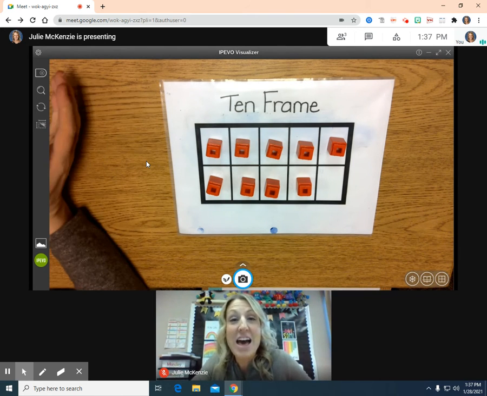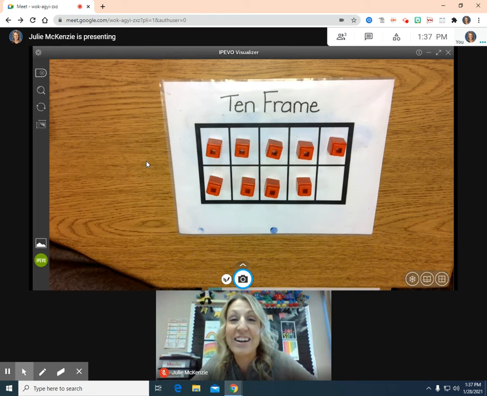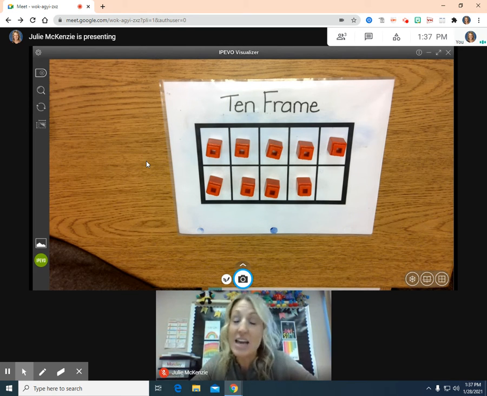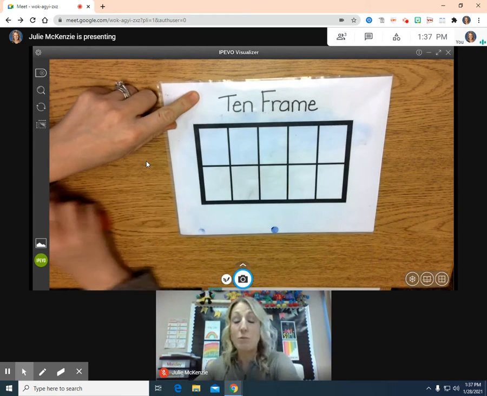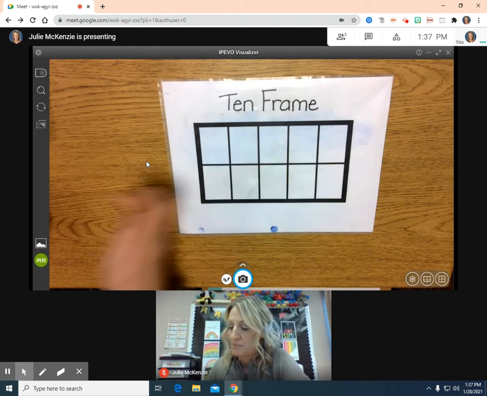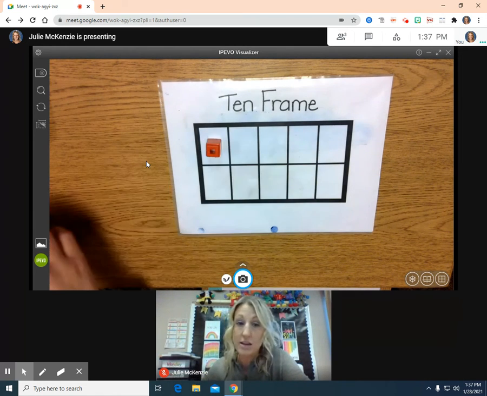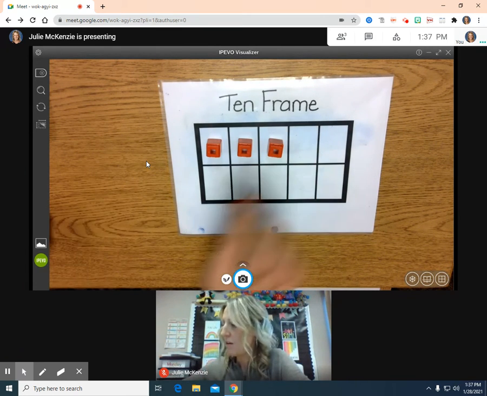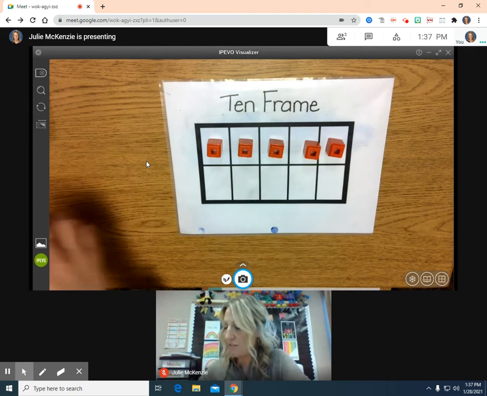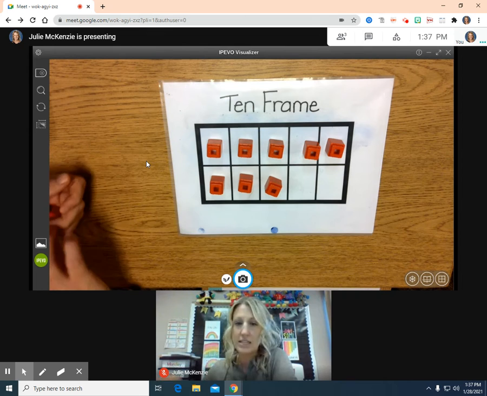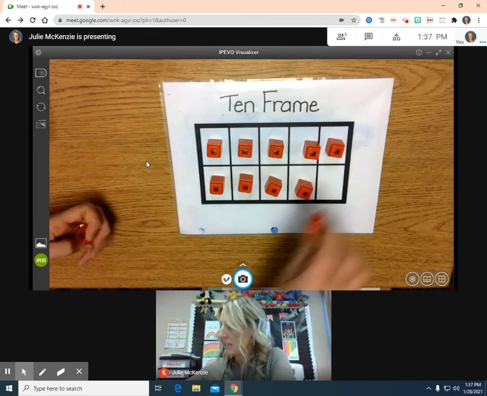I'm having 9 people over for dinner. So I set my table with 9 plates. Now, I want to try this another time. This time I'm going to count as I put the counters on. Here are my plates. 1, 2, count with me at home. 3, 4, 5, 6, 7, 8, 9, 10.